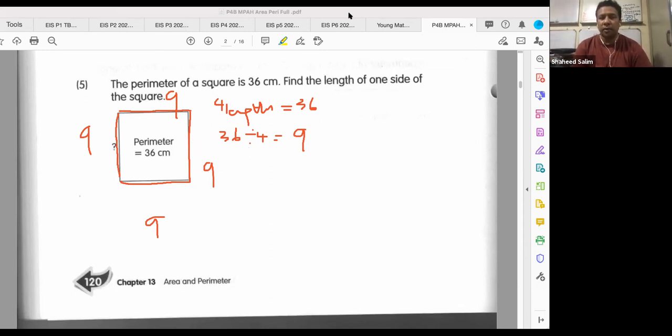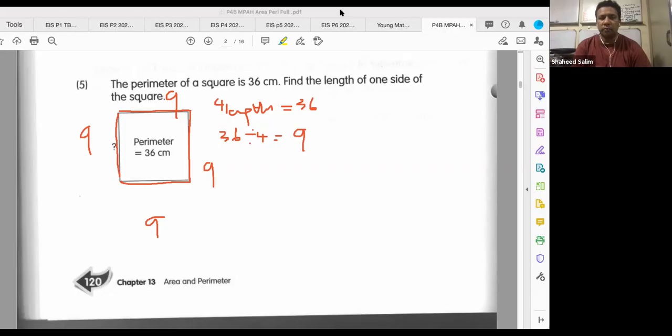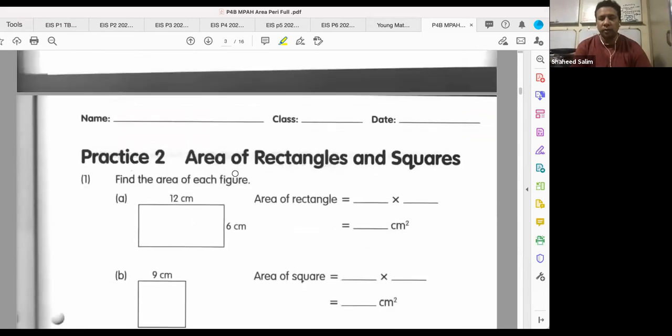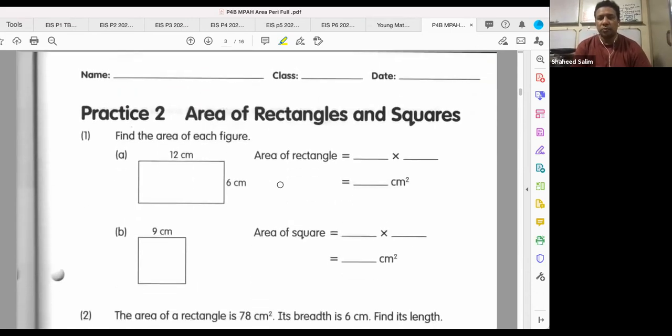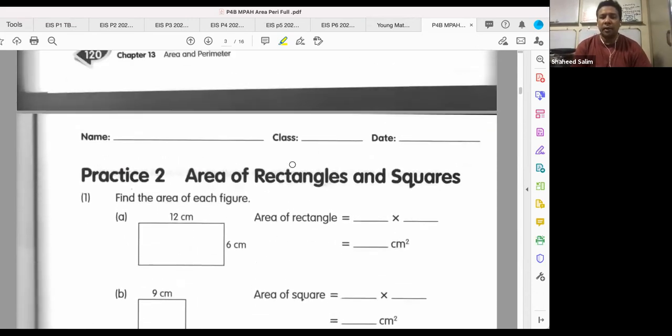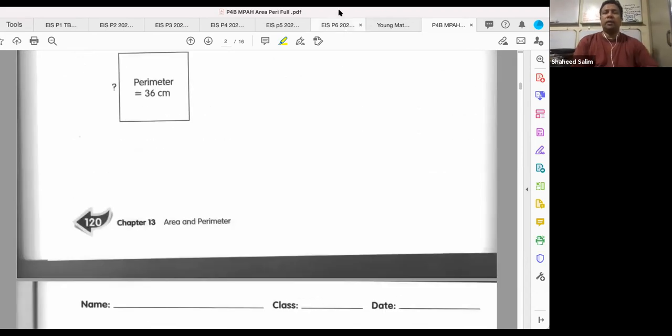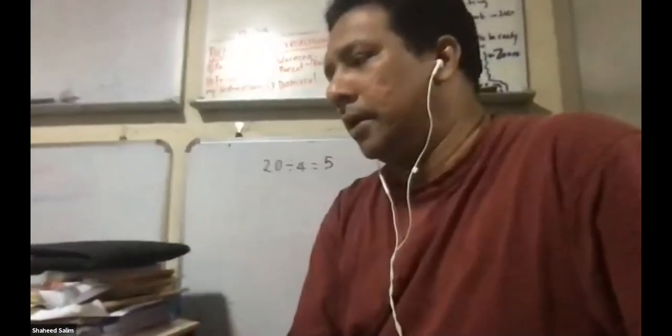Okay, we are moving on. We try now the next one. Okay, hold on. Can you try now? These two. Okay, so area. We go perimeter and area.